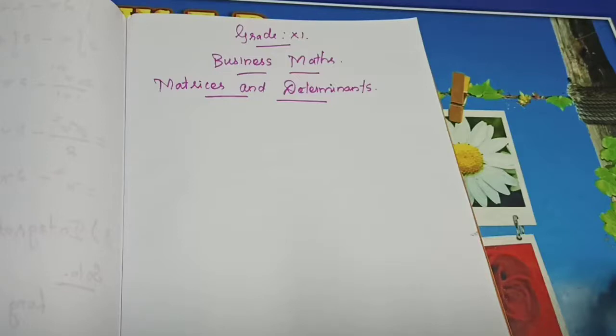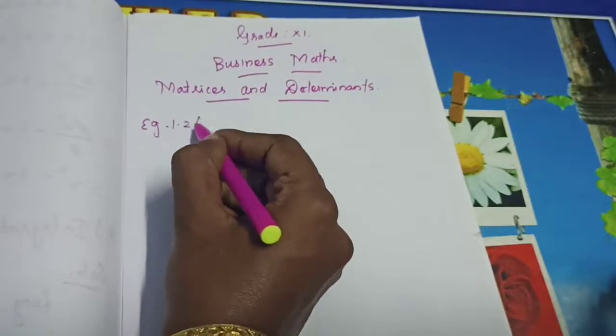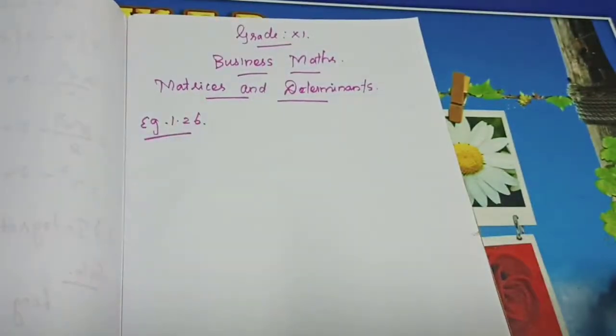There is only one example problem. We will complete that example problem and afterwards we will move to the exercise. Okay students, let's move. That is example 1.26. Please take out your books, I am reading the question. You go through the question in your book.